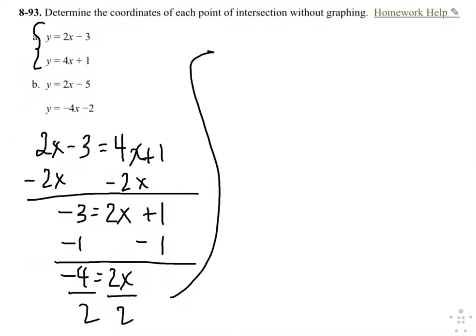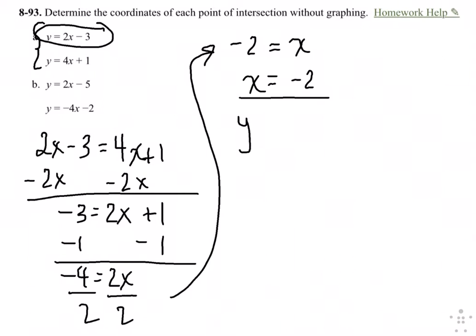And I'll come up here, right? And we get negative 2 equals x. So x equals negative 2. And we're not done, right? So we have x. Now we have to substitute. I'll substitute into this top one, right? So y equals 2x minus 3.